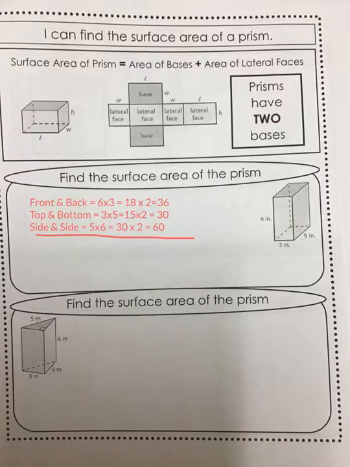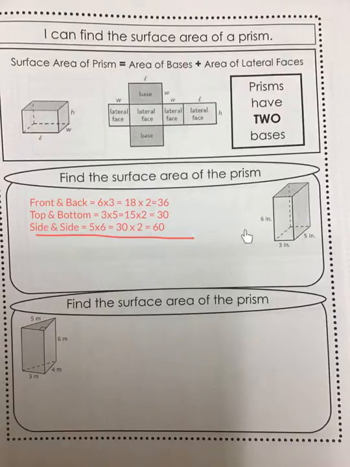I found the area of the front and the back. I looked at the front. I'm seeing this is the front. It's 6 by 3. And the front is the same as the back. So I did 6 times 3, which is 18, times 2 because there's a front and a back.